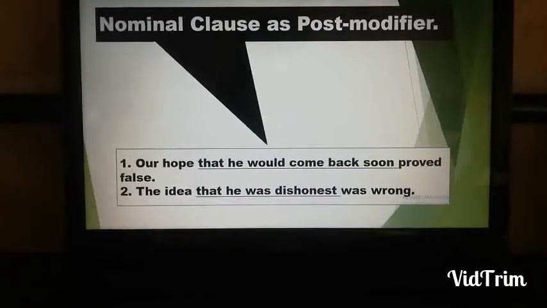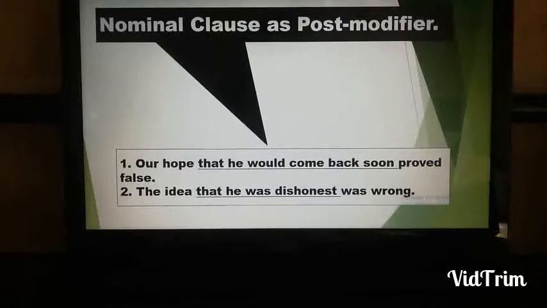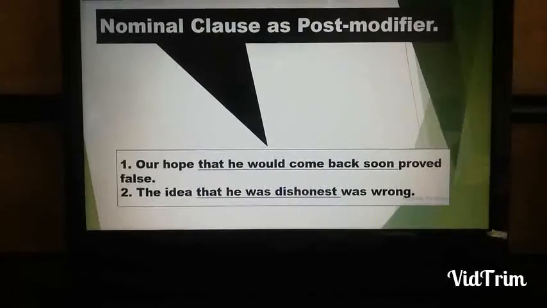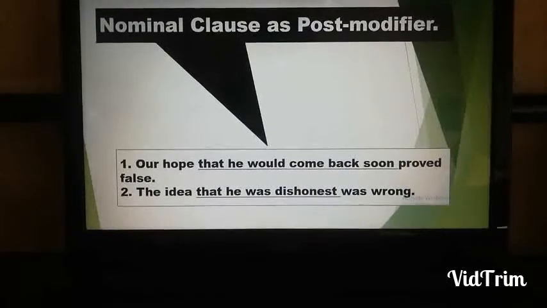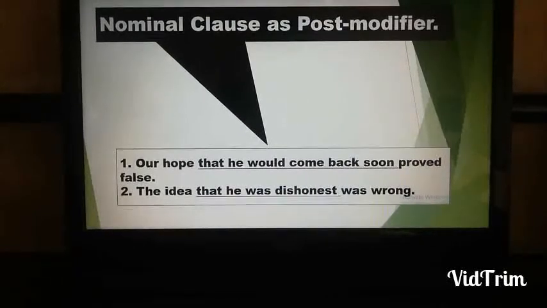So our hope that he would come back soon proved false. These underlined words are a noun clause and modify hope as a post modifier. What type of hope? That we desire to be proved to be false. So this is that he would come back soon. That is the clarification of hope.